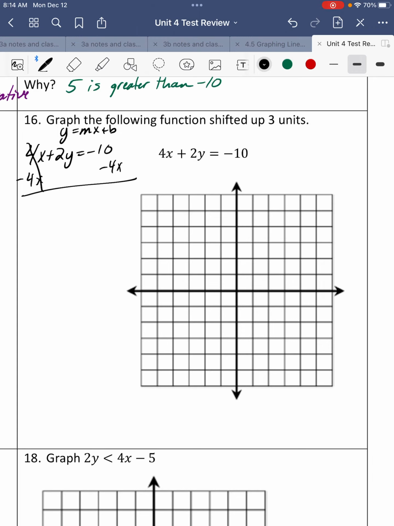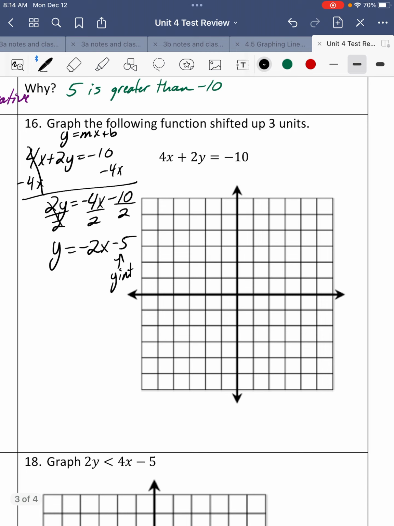So I'm going to subtract 4x. I'm going to put the x term first, so negative 4x, and the 10 is a negative, so minus 10. Then I'm going to divide by 2 on every term. Anytime you multiply or divide, do it to every term in the problem. Negative 4 divided by 2 is negative 2, and negative 10 divided by 2 is negative 5. My y-intercept is negative 5.